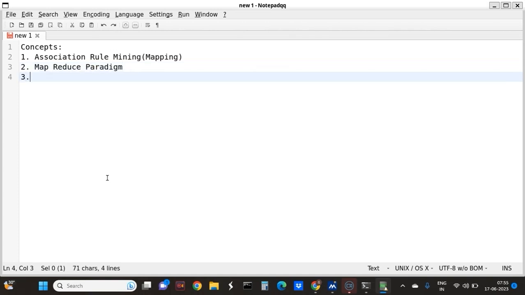Then we will see the Hadoop architecture. These are the basics. So first we will see what is association rule mining. Association rule mining displays relations that are not easily visible in a MySQL or a NoSQL database.